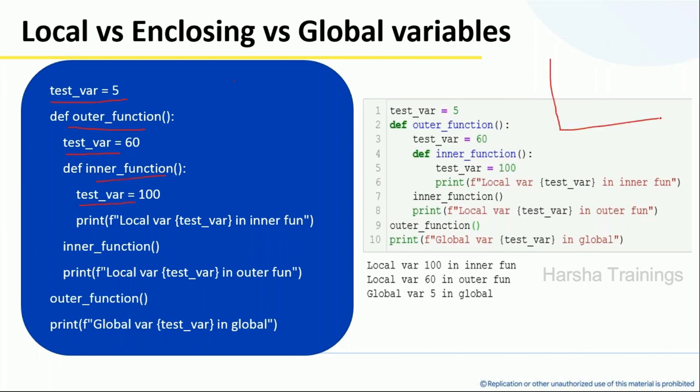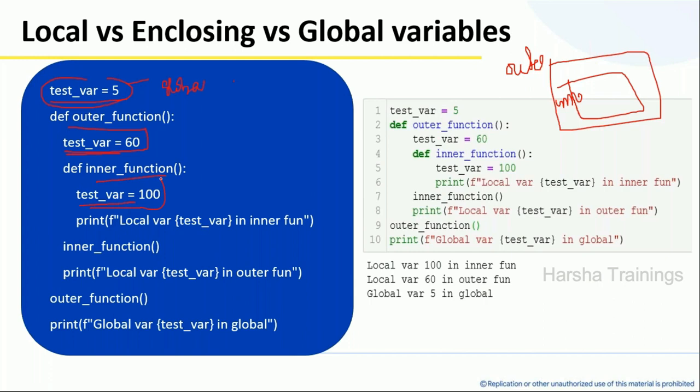Let me draw a diagram. I have an outer function, outer. Within the outer function, I have one more function called inner. Above these two, I have one more variable called test_variable equal to 5. This is global. And this test_variable is local to this outer function. This test_variable is local to the inner function. Clear?